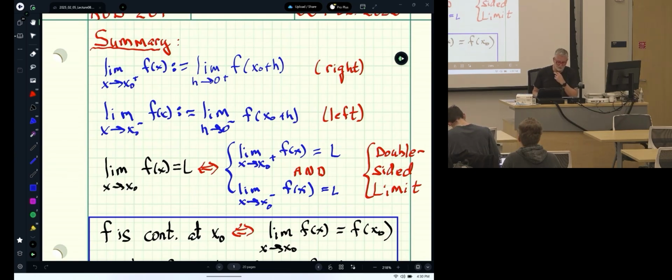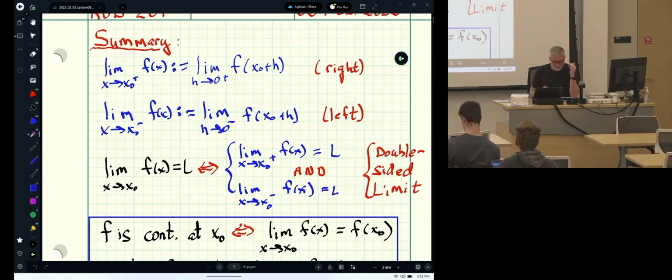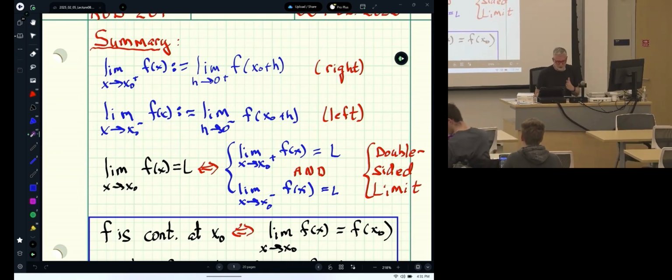decrease it to 0 through positive values, and you denote that by 0 plus. The plus sign there means that you're approaching x through positive values, so x values that are greater than x0. Similarly, the x0 minus on the limit means you're approaching x0 through values that are less than x0, so from the left.